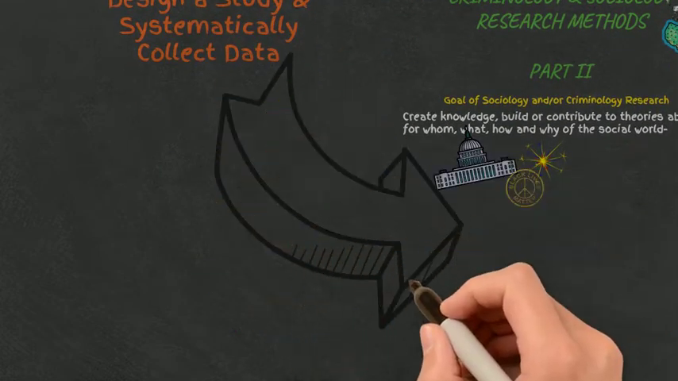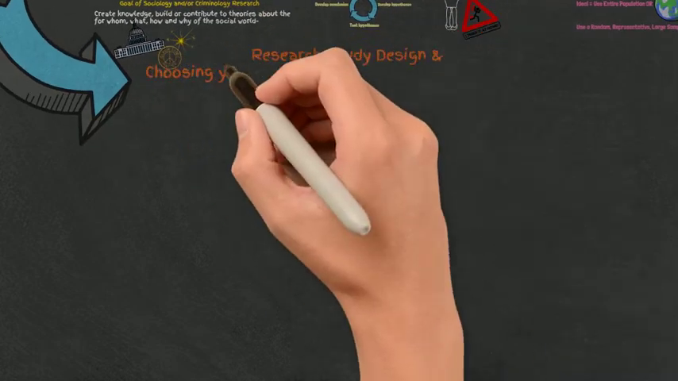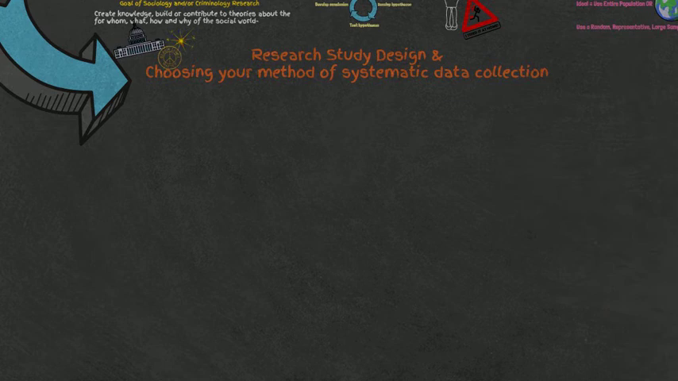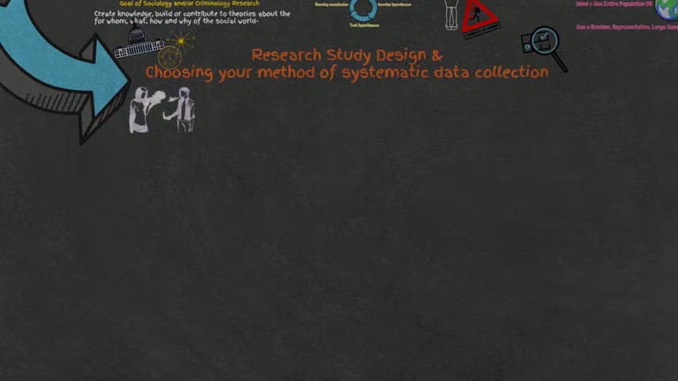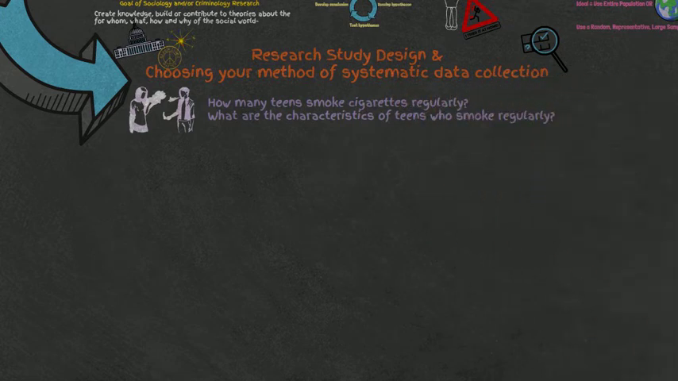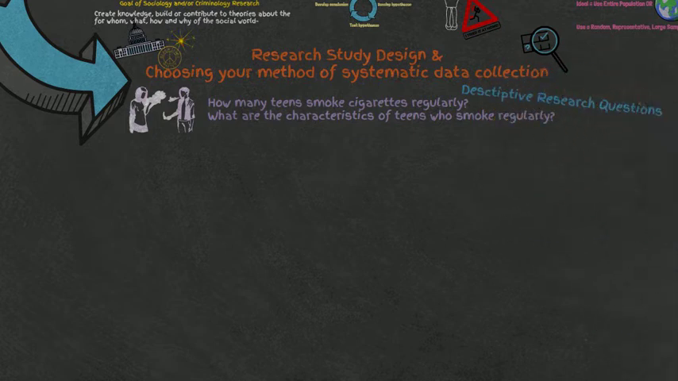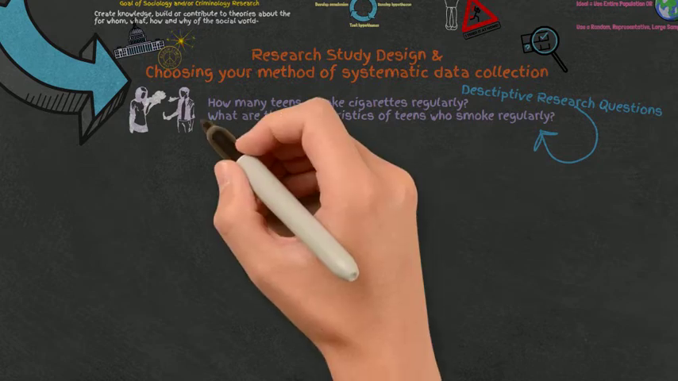Now, before we go too far down the gangster rap rabbit hole, let's review the different types of research questions commonly asked in social science research. Maybe we're interested in understanding how many teens smoke cigarettes regularly, or maybe what are the characteristics of teens who smoke cigarettes regularly. This is descriptive. We're trying to describe the characteristics or the population of teenage people who smoke cigarettes regularly.